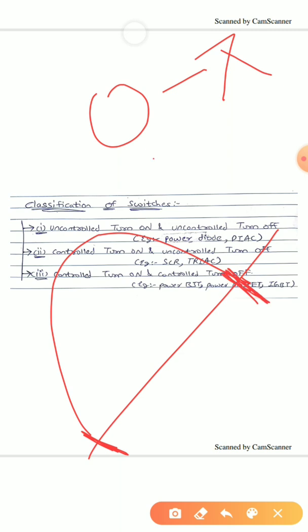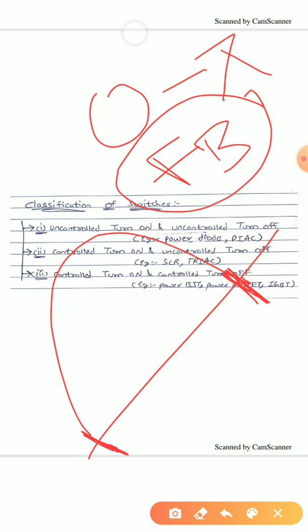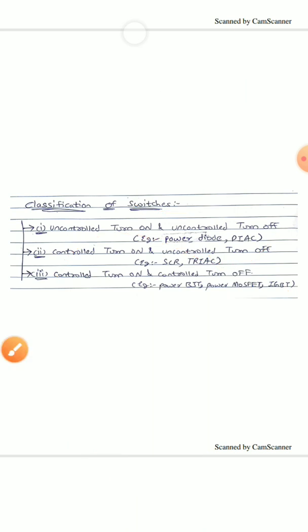That is, once my device becomes forward bias, directly when it becomes forward bias it will start conducting, and when it becomes reverse bias it will stop conducting. That is, turn on cannot be controlled, and turn off also cannot be controlled. The circuit is turning off because the supply is becoming reverse bias. So this is the first category of switch.